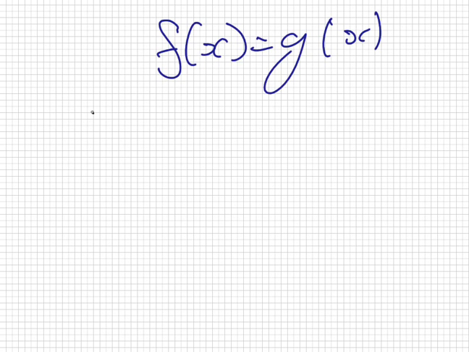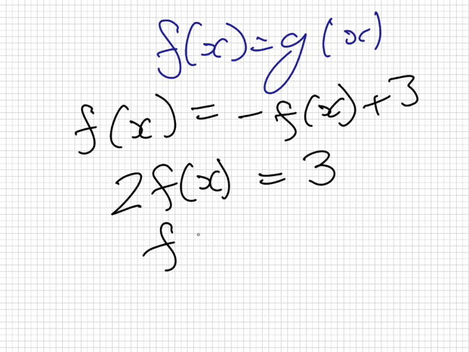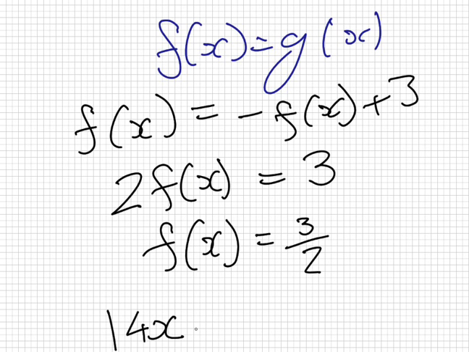Now, what does g of x equal though? What was the formula for g of x? Minus f of x plus 3. So we want 2 f of x to equal 3. Or we want to know when f of x equals, very good, 3 over 2. But what is f of x? What was the formula for f of x? Absolute 4x minus 5 equals 3 over 2.